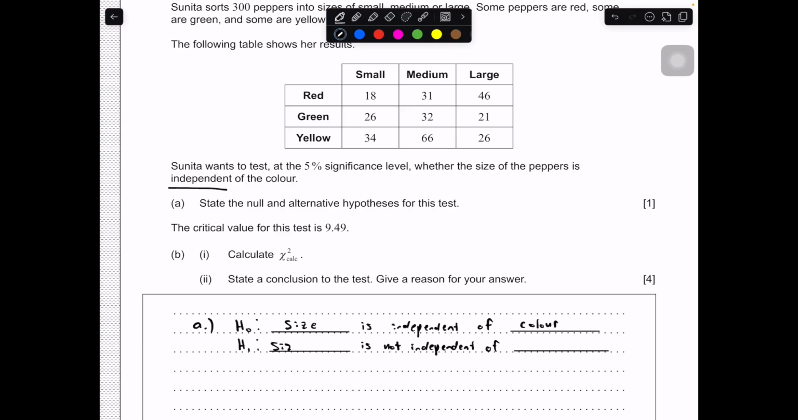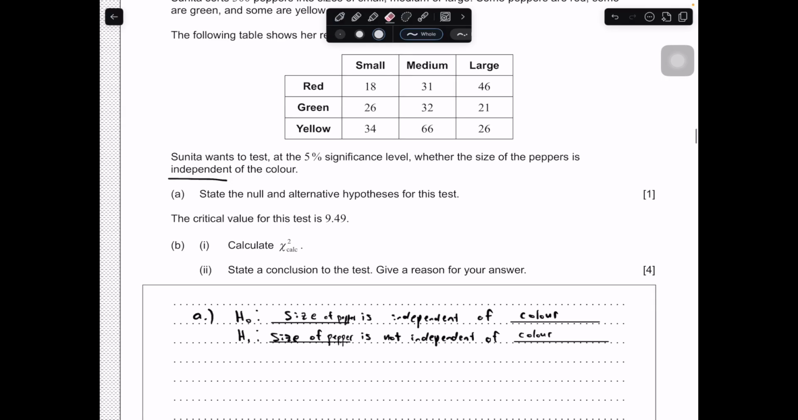I'm going to write this here, size of pepper. Do we need to? I'm not sure. To be honest, I always think it's better to err on the side of caution in some ways. Size of pepper is not independent of color. Let me just clean that up. Is not independent of color of pepper. Just because, yeah, err on the side of caution, I suppose. Size of pepper is independent of color, or it's not. That is to say, there seems to be some kind of interaction between these two variables.